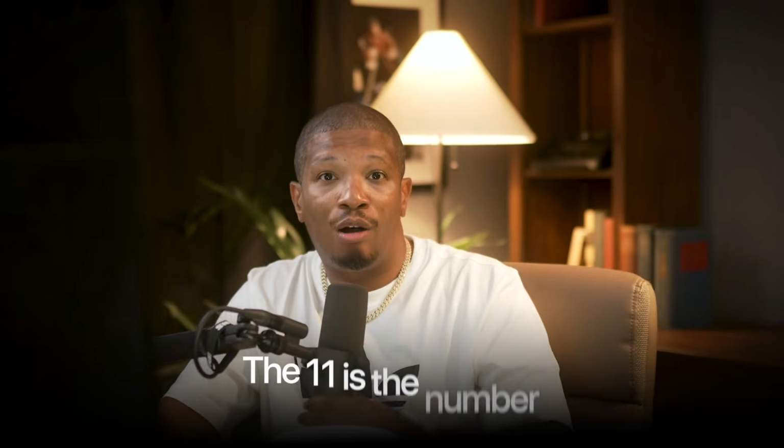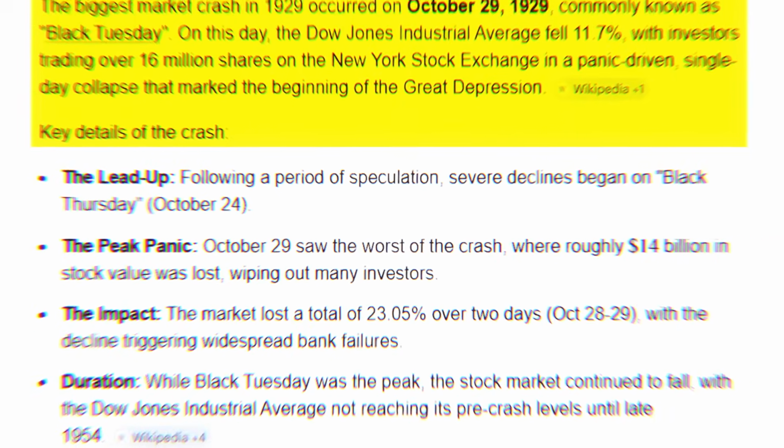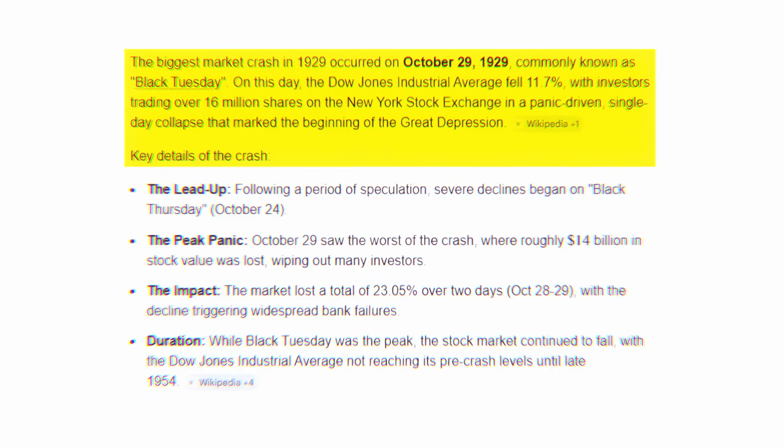Now, let me be clear. We do not short the market on every single 11 day. That would be reckless and impossible to execute consistently. Instead, 11 days become watch days. After all, the 11 is the number of the visionary, so they tell us when emotional or transformational pressure may be building in the market. Historically, major turning points often align with this type of energy. For example, October 29th, 1929, 2 and 9 equals 11. One of the most significant market crashes in American history happened on that day.